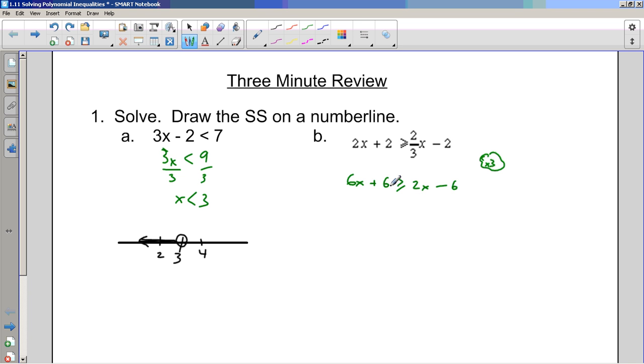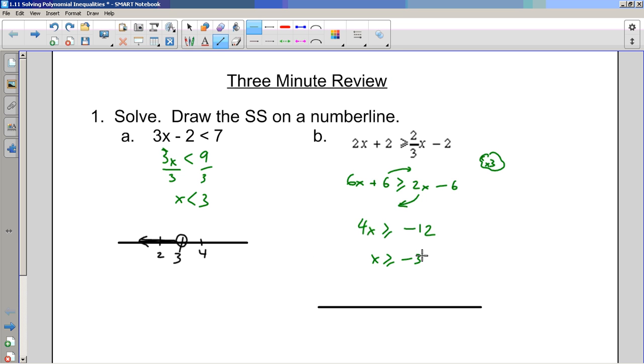The next thing, I'm going to move this way and this way. So I get 4x is greater than or equal to, again, I haven't multiplied or divided by a negative, so I don't have to change the direction of the sign. Dividing by 3 on both sides, x is greater than or equal to -3, and on a number line, easy peasy, right?